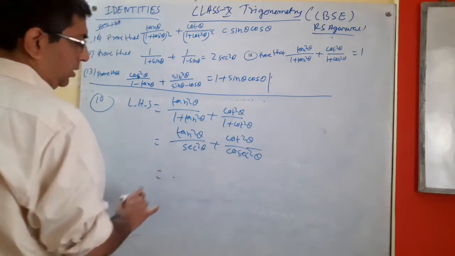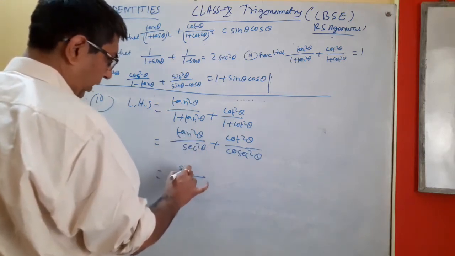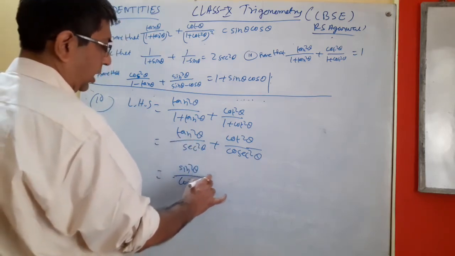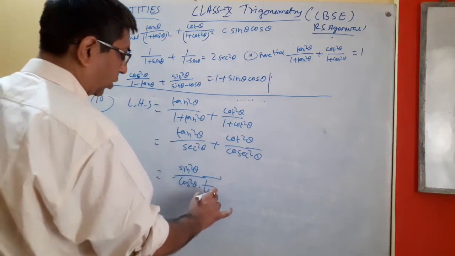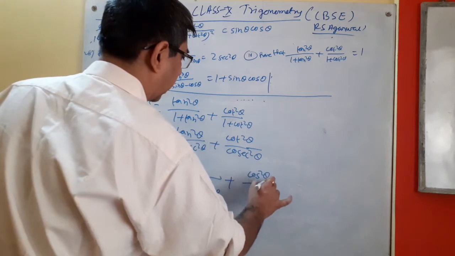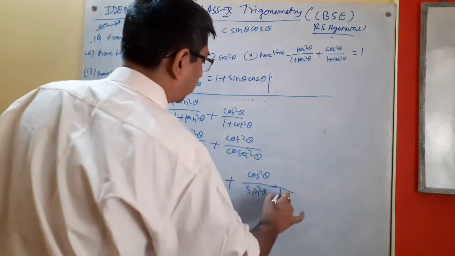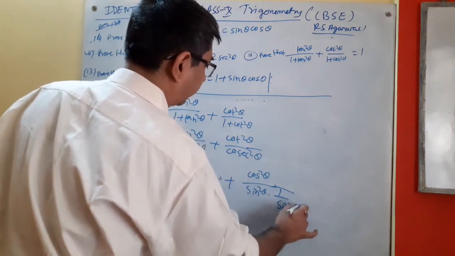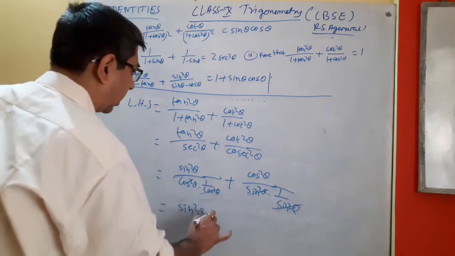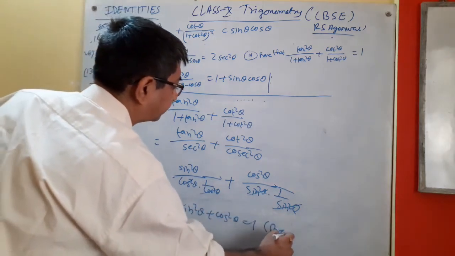Right? So now what will you do? Look, tan square theta is sin square theta by cos square theta. And sec square theta is 1 by cos square theta. Now, cot square theta is cos square theta by sin square theta. Now, cosec square theta is 1 by sin square theta. This one cancel, this one cancel. So we are getting sin square theta plus cos square theta. That is equal to 1, proved.